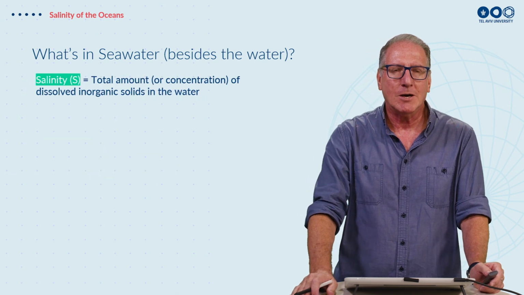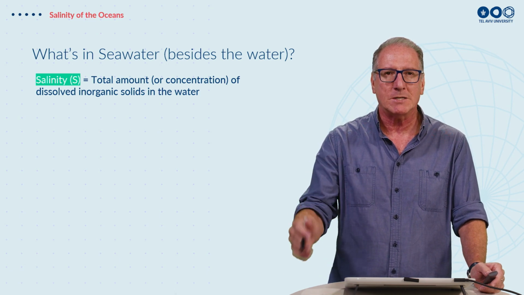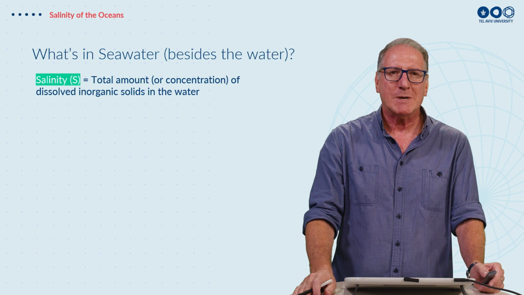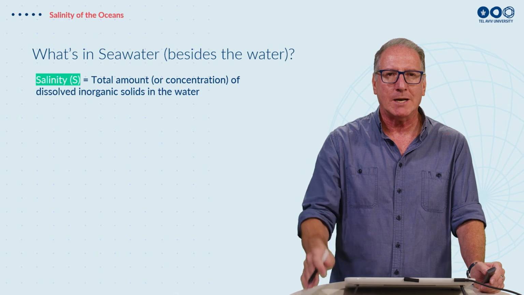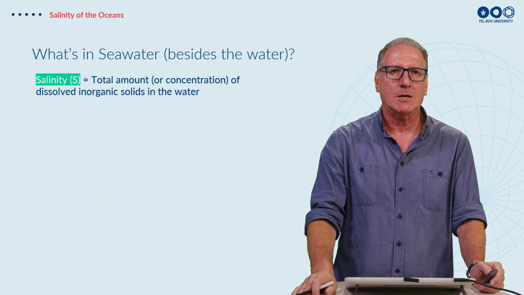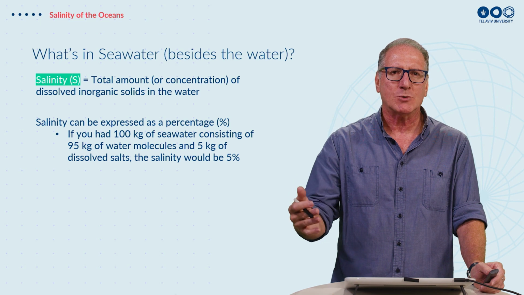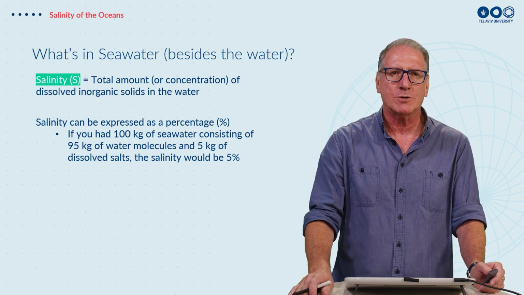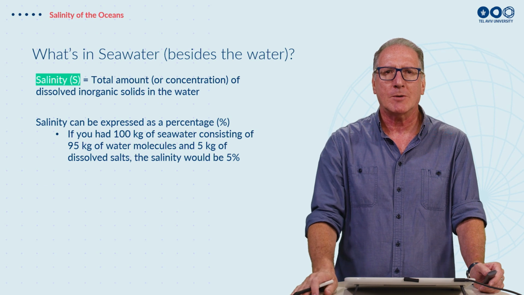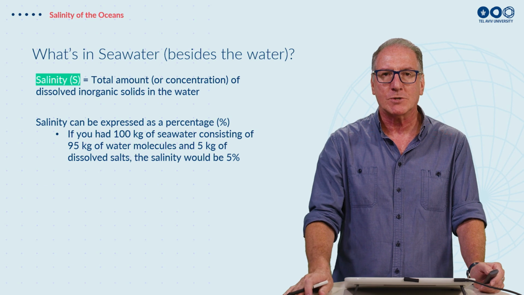But generally, we determine what's in the seawater by talking about salinity, for which we use the letter S, which is basically related to the concentration of the dissolved inorganic solids in the water. So it's not taking into account the organic matter in the oceans. Salinity can be expressed as a percentage. What's the percent of salt we have in the oceans? If we take, say, 100 kilograms of seawater, and it has 95 kilograms of water and 5 kilograms of dissolved salts, then the salinity is 5%.